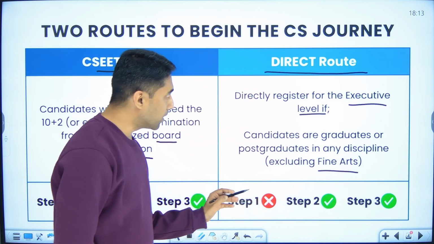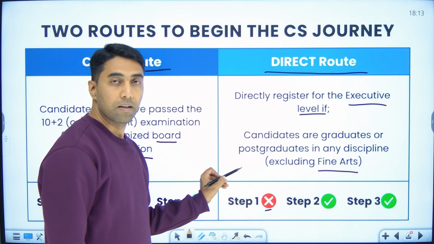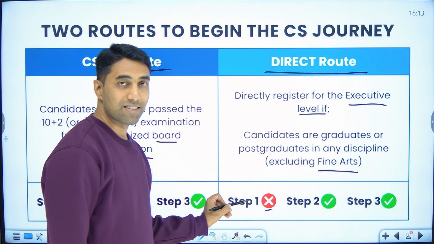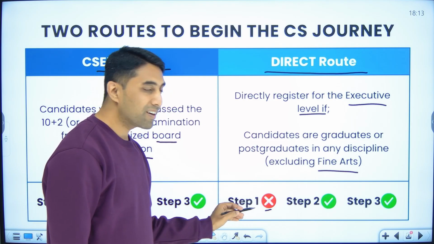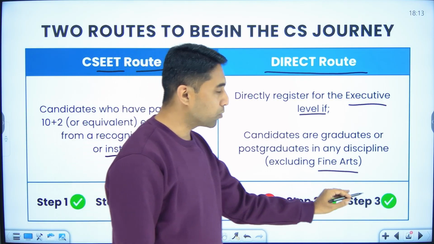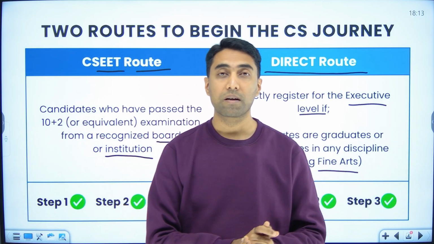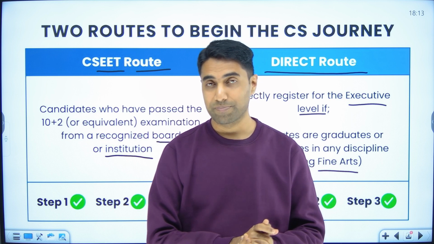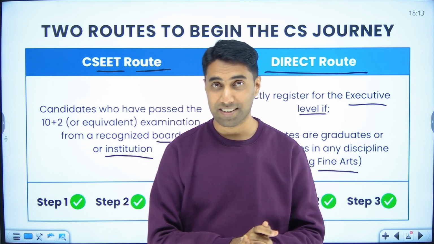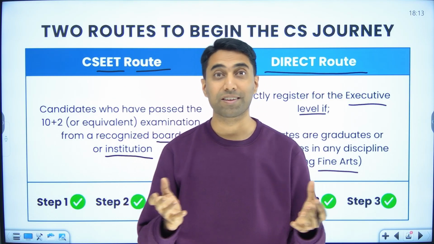So here, as I am telling you, in the direct entry route, see here we have put a red mark. It is a cross mark. So you don't have an entrance test when you come to the direct entry route. You have only step 2, step 3. So in simple terms, if you are after 12th standard, or you're in 12th standard, or you're in 11th standard, you have to think of the CSEET route. There is no other way.